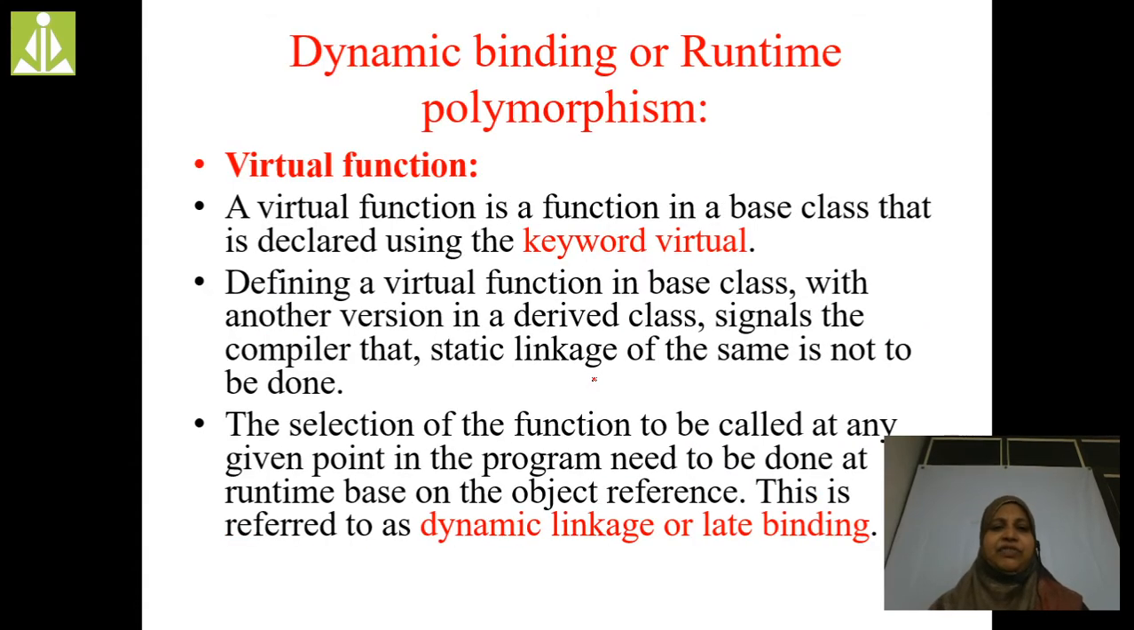To avoid this, we use dynamic binding and runtime polymorphism. We achieve runtime polymorphism, or dynamic binding, by using virtual functions. Virtual functions are just like functions or methods, but the main difference is that we have to use the virtual keyword.